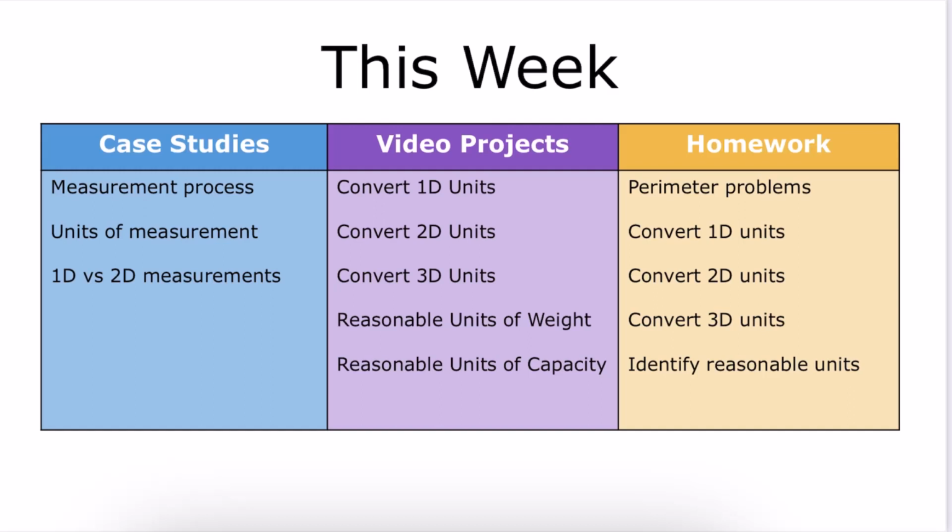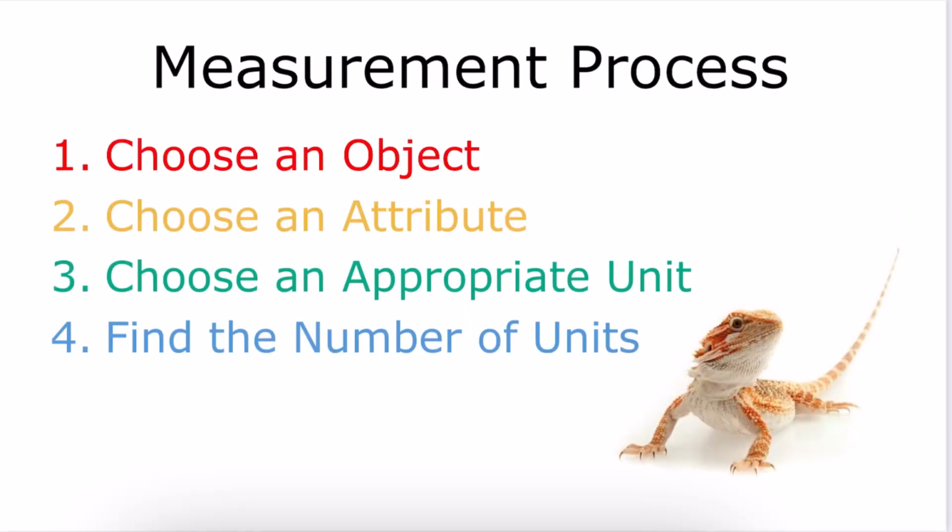To start off our video, I want to talk about the measurement process and what it looks like, regardless of what attribute you're measuring. The measurement process basically has 4 steps. The first step is you choose an object that you want to measure. So you could tell your class, today we're going to measure our class lizard.